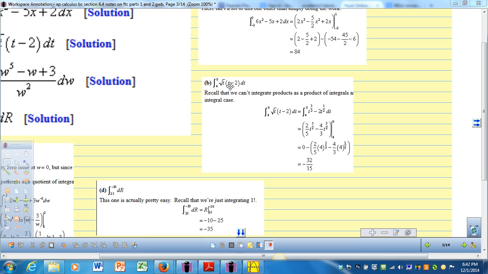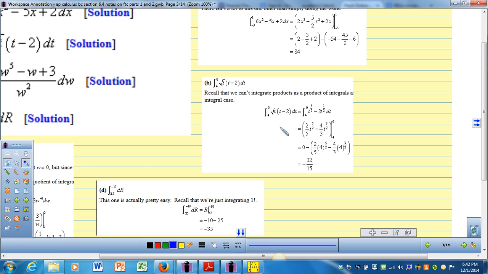So we rewrite the square root of t as t to the 1/2, and we distribute it through t minus 2. So we get t to the 3/2 minus 2t to the 1/2 dt. Then we can integrate each of these individually because they're being subtracted. And we get t to the 5/2 over 5/2, which you'll often see written as t to the 5/2 times 2/5, minus 2 times t to the 3/2 over 3/2, which is equal to 4/3 t to the 3/2. We evaluate these at 0 and at 4, and we subtract to get negative 32/15.